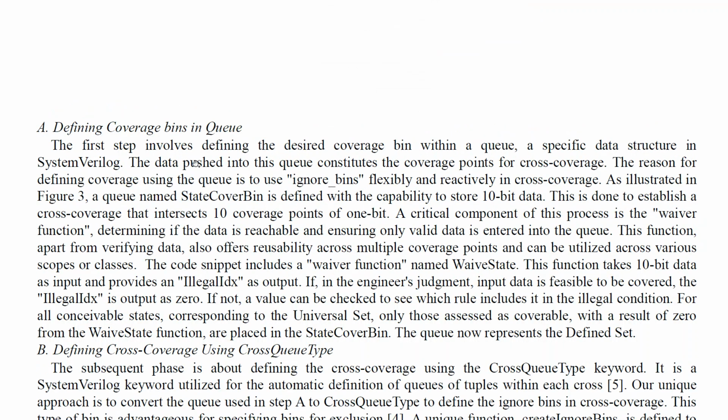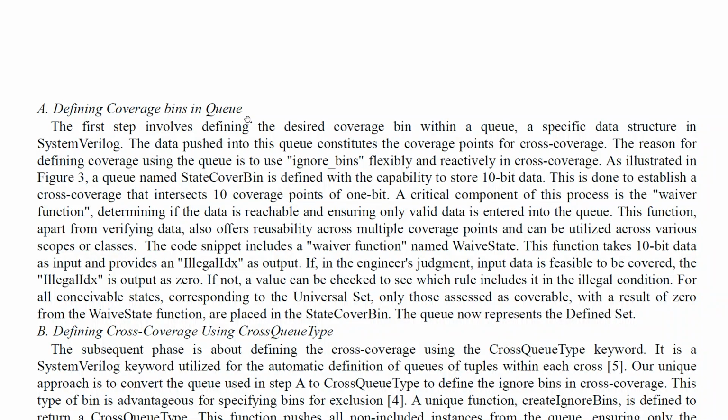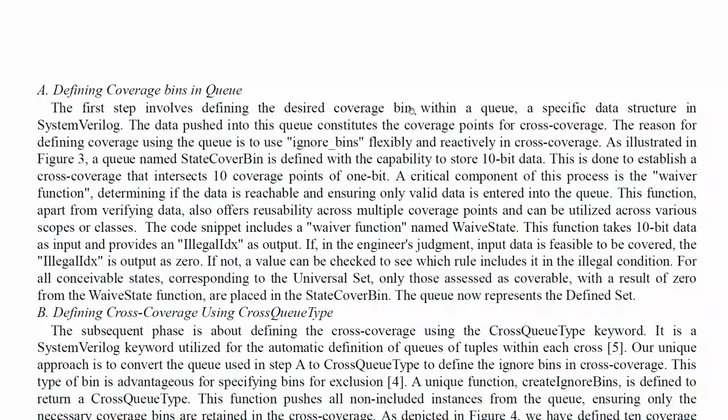So, A. Define coverage bins in queue. The first step involves defining the desired coverage bin within a queue. So, a specific data structure in SystemVerilog, the data pushed into a queue constitutes the coverage point for cross coverage. The reason for defining coverage using the queue is to use ignore_bins flexibly and reactively in cross coverage.